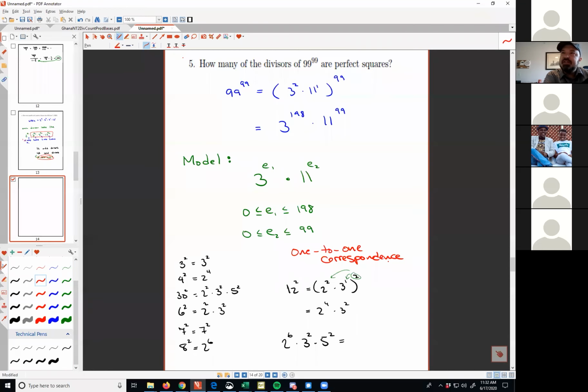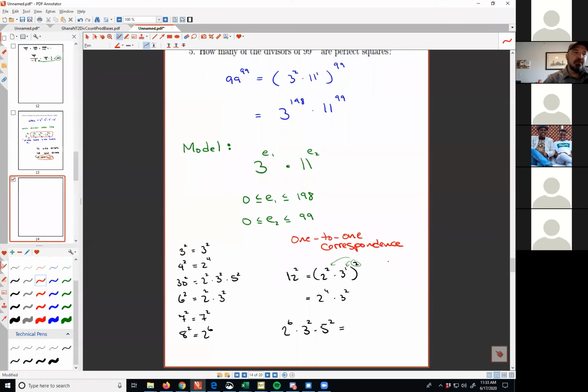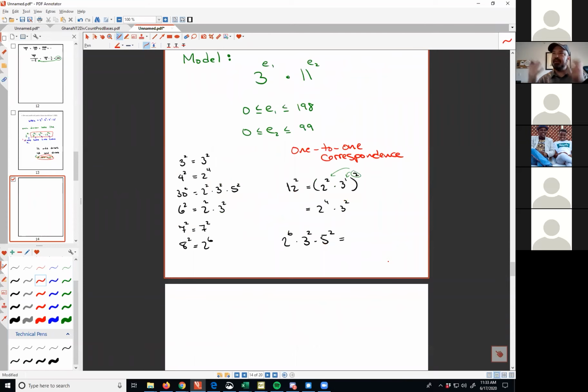So we're trying to establish one-to-one correspondence. Does anybody know what that means? No, I don't think so. So we have two different things that we're counting, and we're trying to see if they're the same.